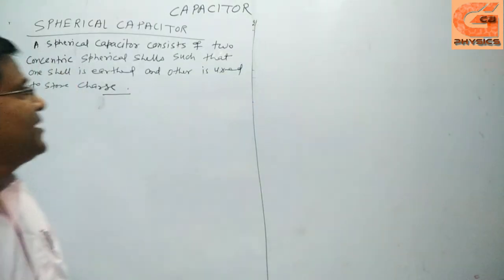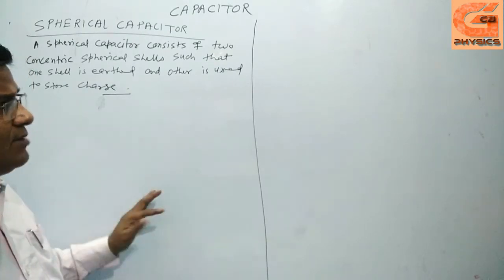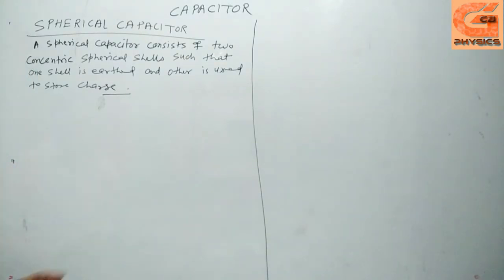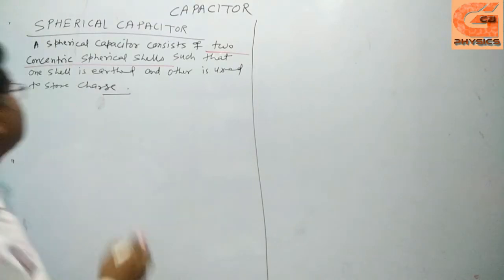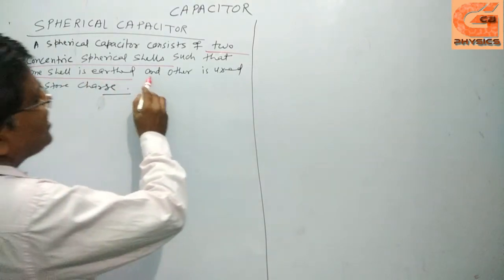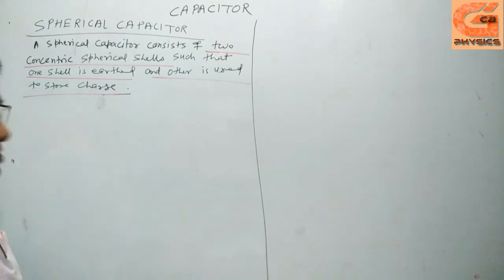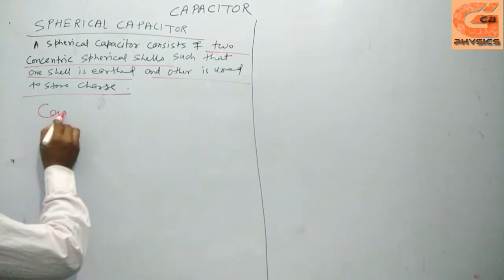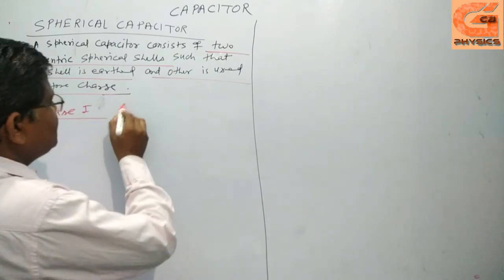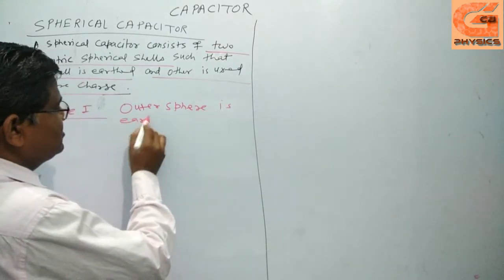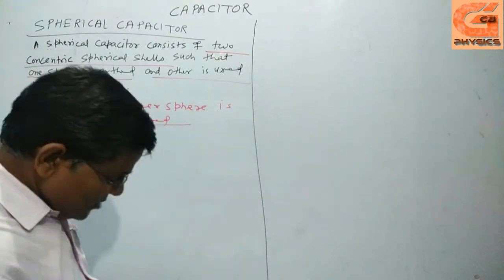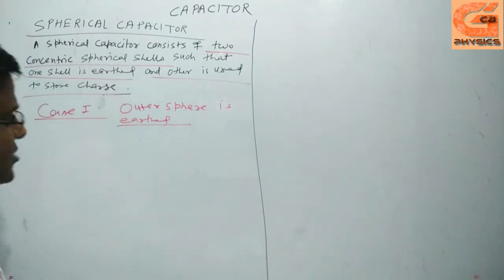Now, the next is the spherical capacitor. It is not in the CBSE syllabus, but for competition it is important. A spherical capacitor consists of two concentric spherical shells such that one shell is earthed and the other is used to store charge. Here I am considering case 1, which means the outer sphere is earthed. We will study two cases: in one we earth the outer sphere, and in the other we earth the inner sphere.